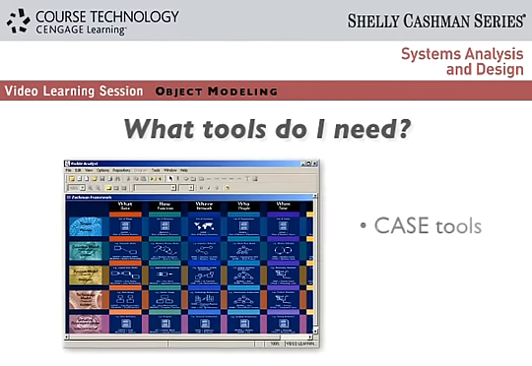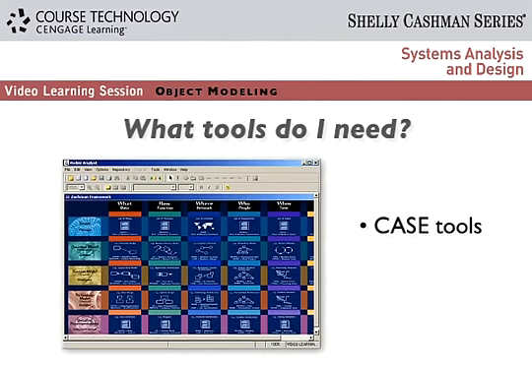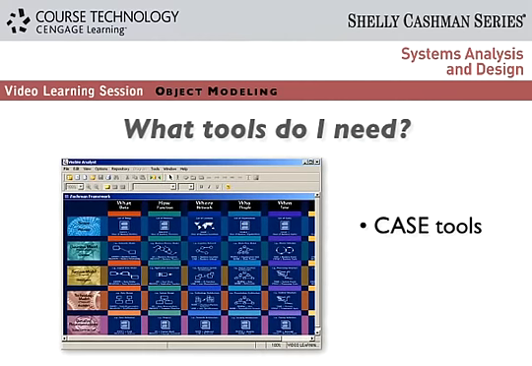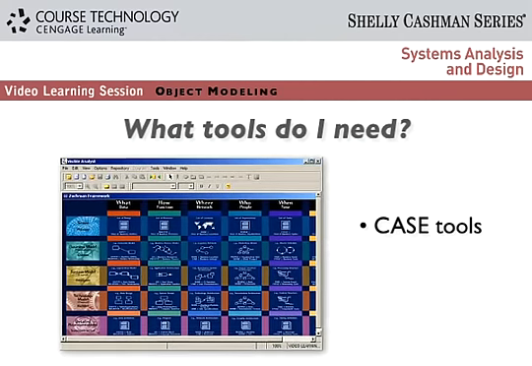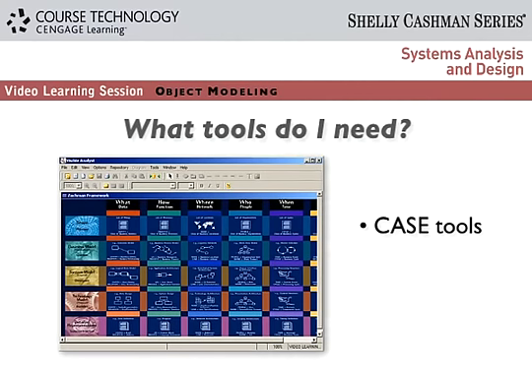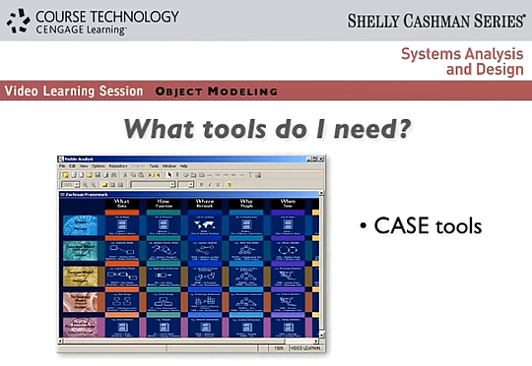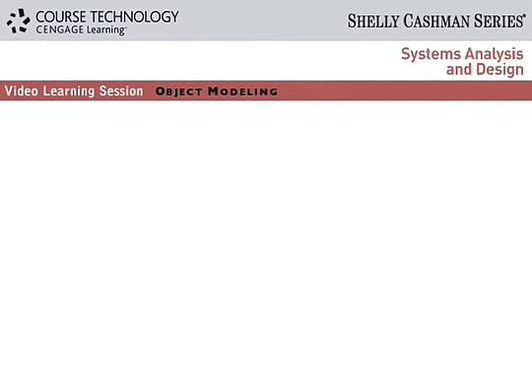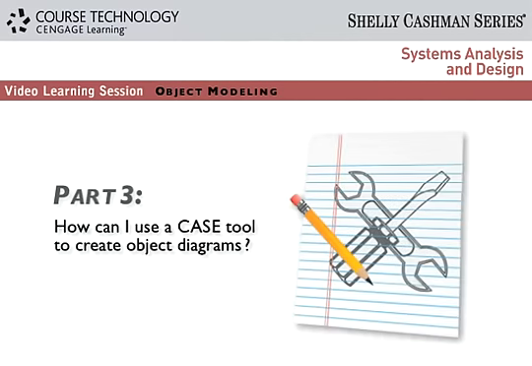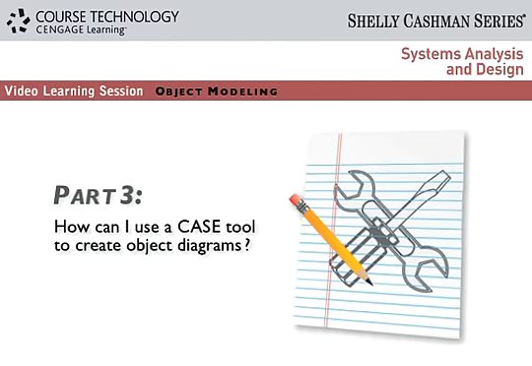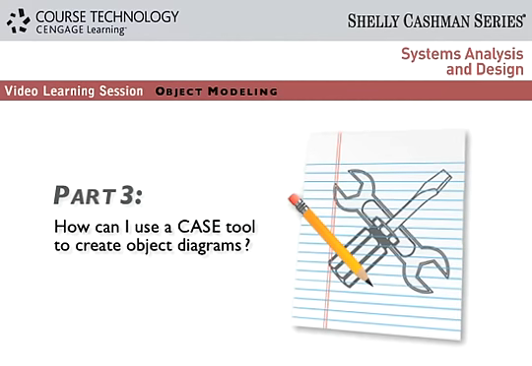The most powerful modeling tools are CASE tools. CASE stands for Computer-Aided Software Engineering. CASE tools can speed up development, improve quality, and reduce costs. In Part 3, you'll see how a CASE tool stores information in a central repository, like a library. This assures that the documentation is accurate, consistent, and easy to find.